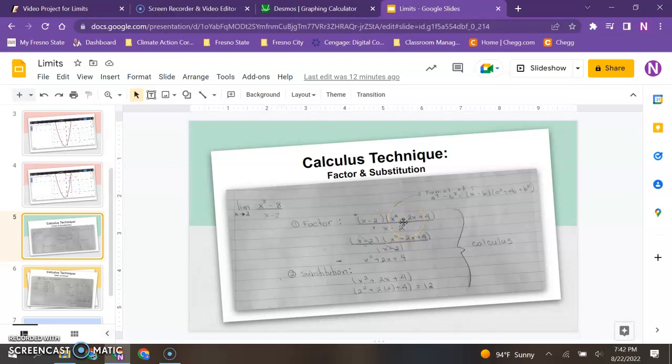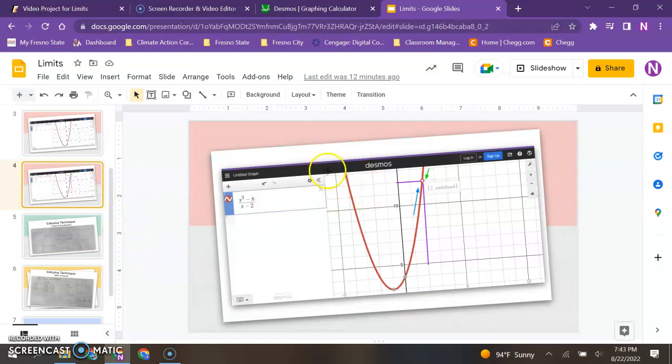Now we can simplify that further and see that our denominator can cancel out with the x minus 2 in the numerator, leaving us with x squared plus 2x plus 4. Now our second step is to use substitution of our limit of 2. So we would substitute 2 into our factored equation: 2 squared plus 2 times 2 plus 4 equals 12, which can be confirmed again on our graph.